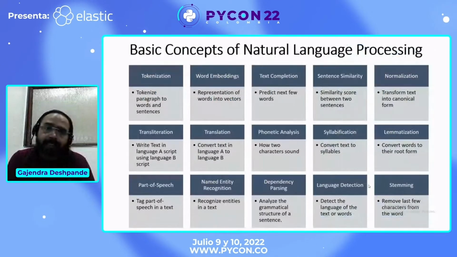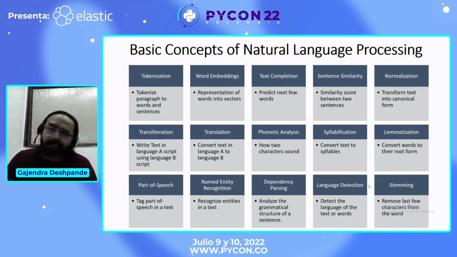Now there are some concepts which are specific to natural language processing, and since it is an NLP project, we need to understand the basic concepts. First, tokenization, where we basically tokenize large text into words and sentences. Then there are a few more concepts like word embeddings, where we represent the words as vectors. Then completion, where we try to predict the next few words. Of course, it is not required for this project.